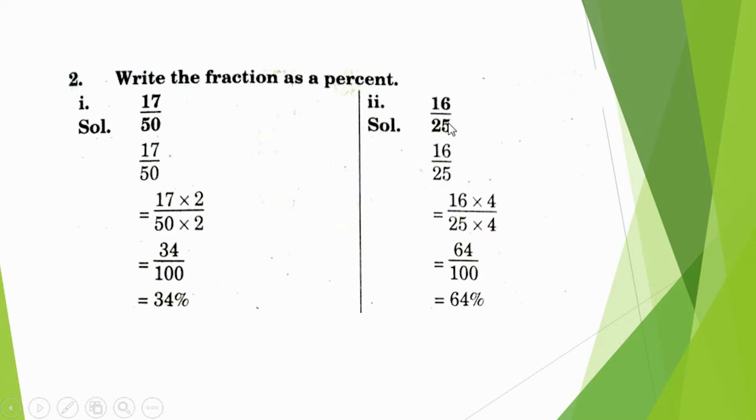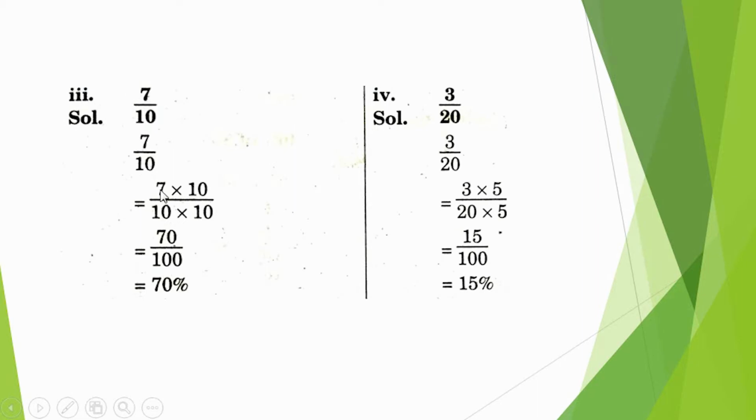16/25. When we multiply 25 with 4, the denominator will be 100. Therefore, we multiply the denominator and numerator with 4. The value will be 64%. 7/10. When we multiply 7 and 10 in numerator and denominator, the denominator becomes 100. When we remove this 100, the percentage sign comes.